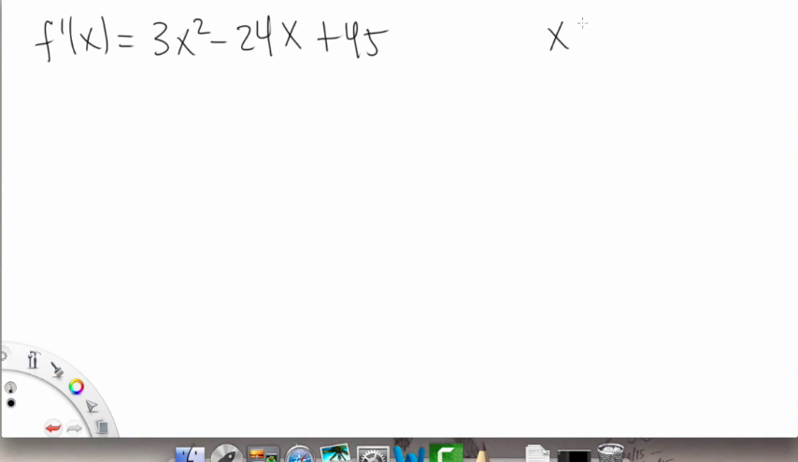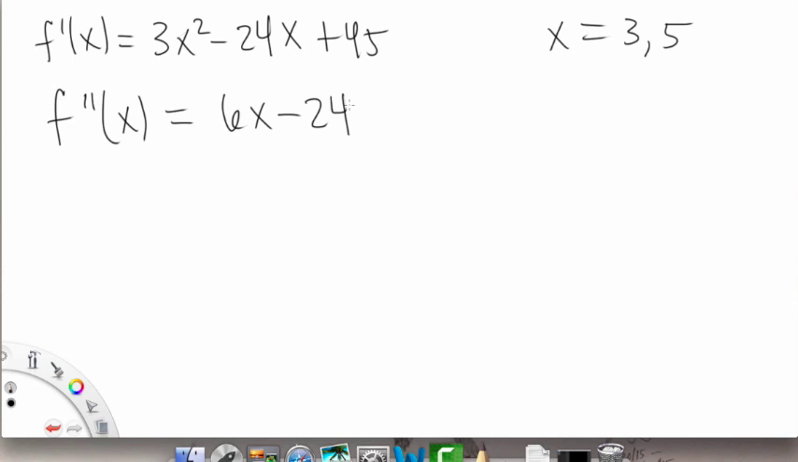So first of all, we had the f prime of x, because we're going to need that, right? So f prime of x is equal to 3x squared minus 24x plus 45. We found that our critical points are x equals 3 and 5. And if we want to apply the second derivative test, first of all, we have to find the second derivative. So we're going to do f double prime of x is equal to 6x minus 24.